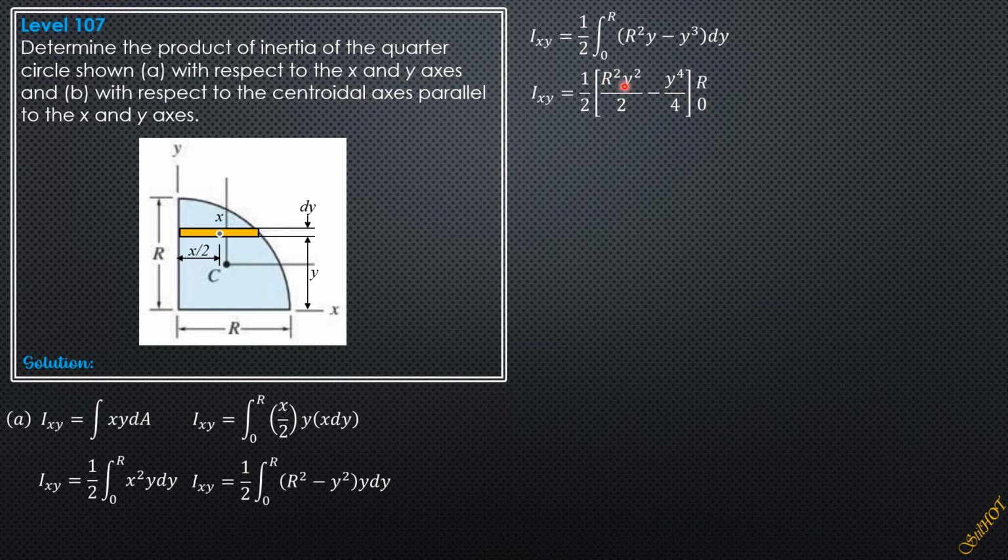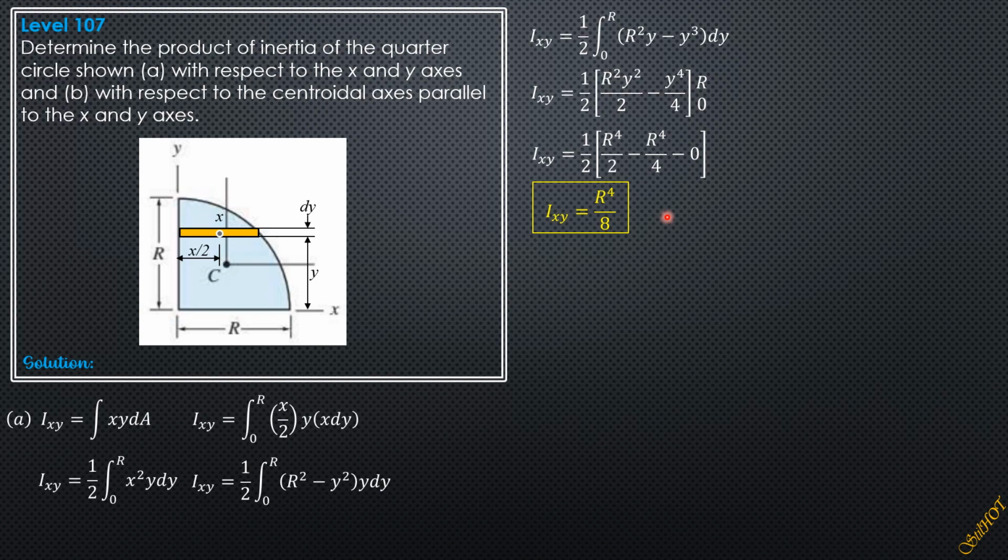Since these are like terms, we have 1/2 quantity r to the 4th over 2 minus r to the 4th over 4 minus 0. So 1/2 minus 1/4 is 1/4. So we have 1/4 r to the 4th divided by 2. So Ixy is r to the 4th over 8. It is positive because the area lies in the first quadrant.